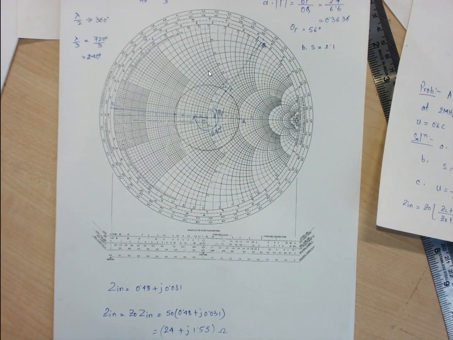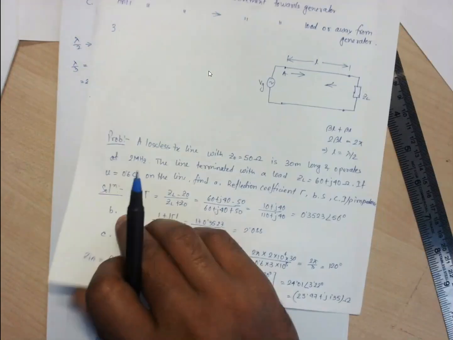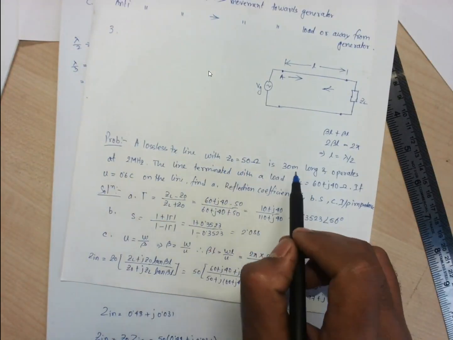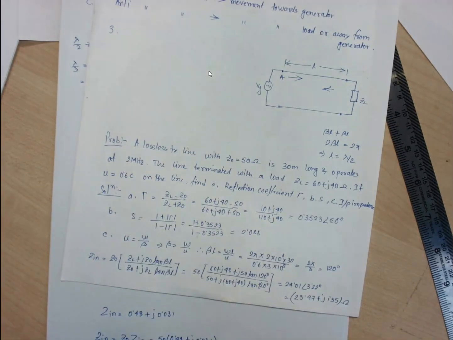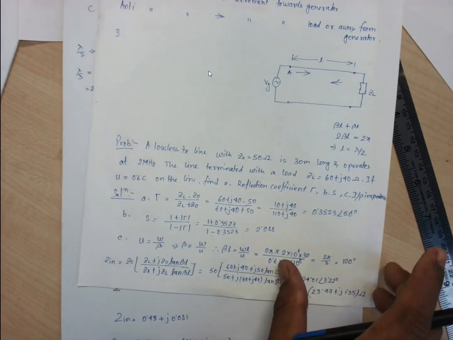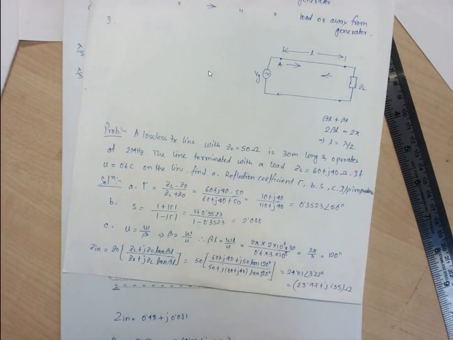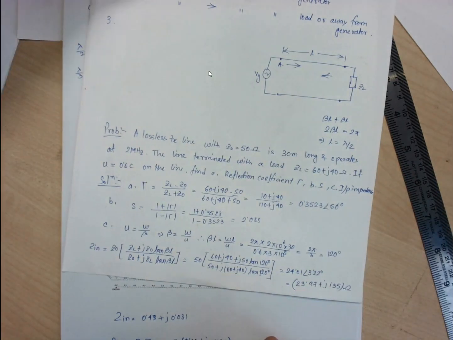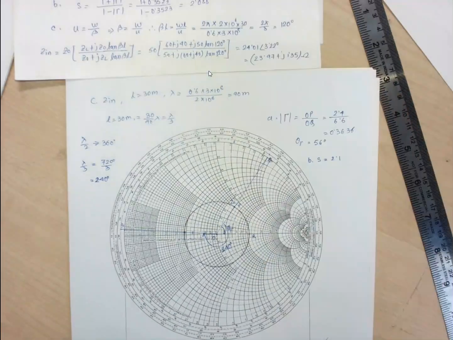I am just repeating the whole procedure again. First of all, we need to note down what is given. In the problem, characteristic impedance is given, length of the line is given, operating frequency is given, load impedance is given, and the phase velocity is also given. If it is not given, we simply go with C, 3 into 10 to the power 8. After taking all those parameters, first of all we go with the normalization of the impedance. We need to normalize: ZL by Z0.